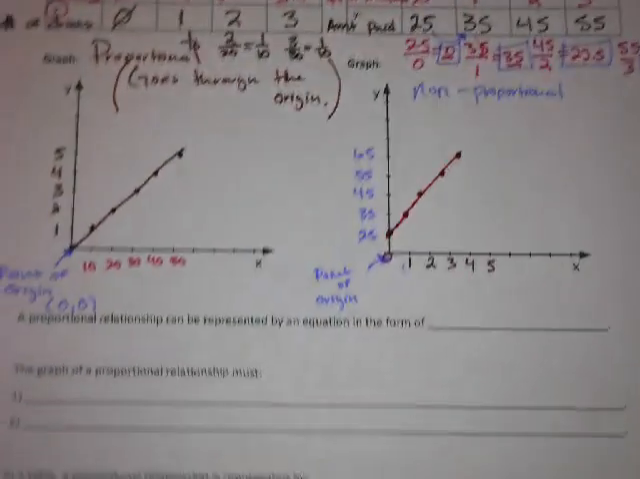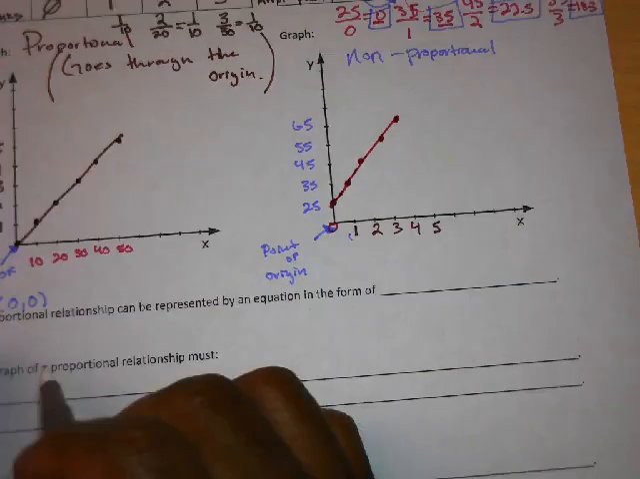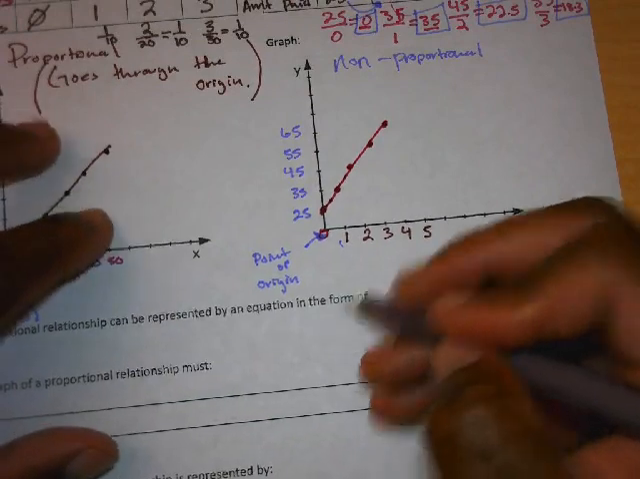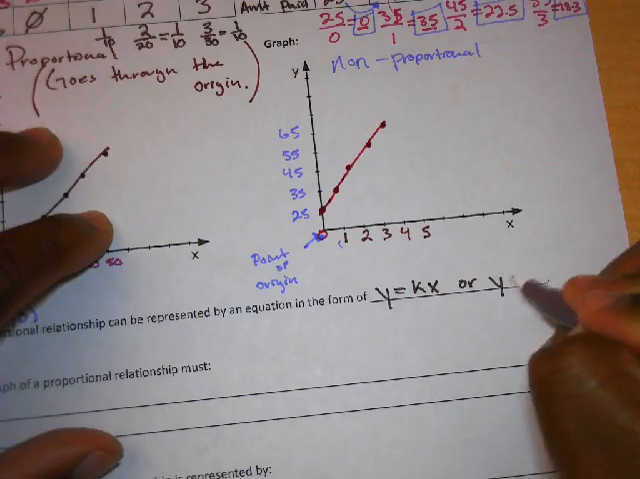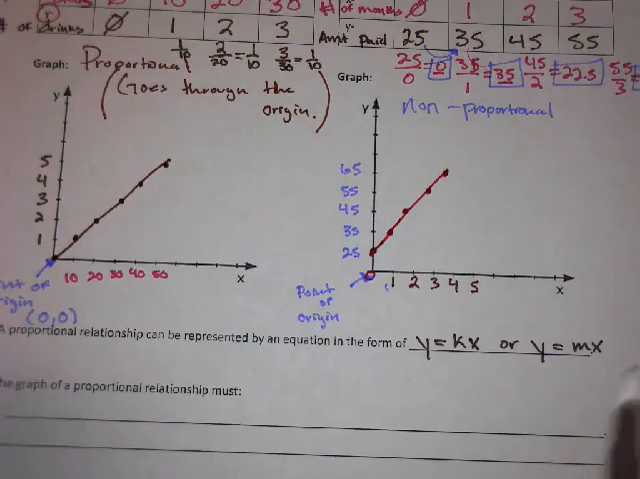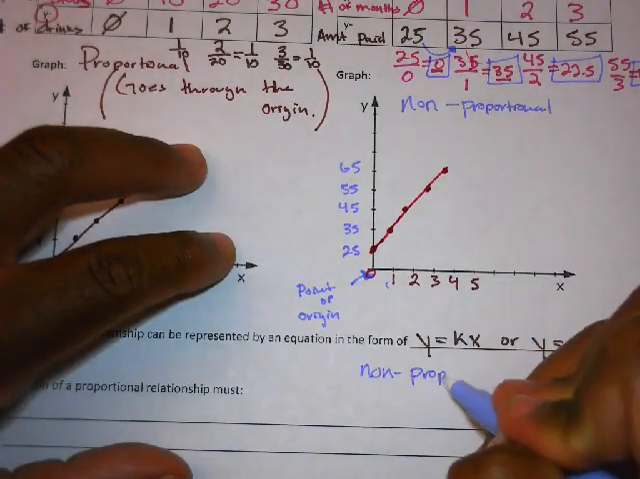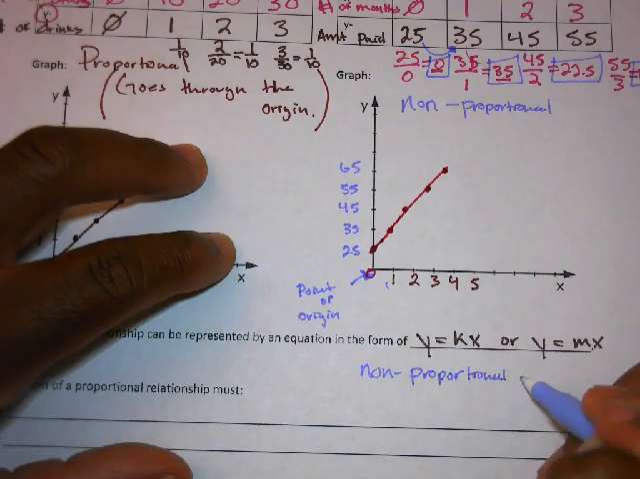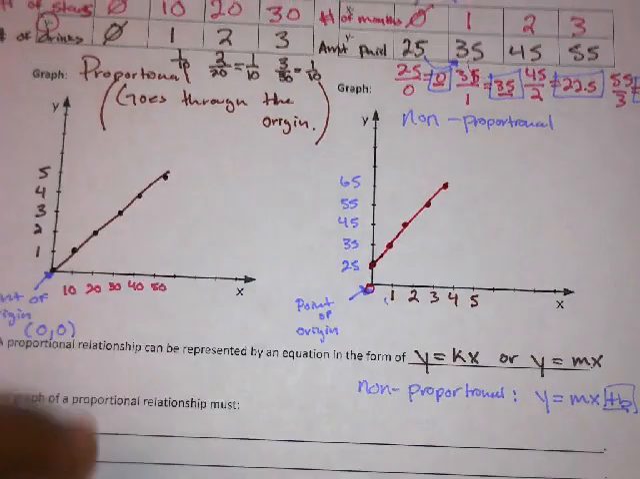And so what you guys are going to do is try to answer, I'll do this one for you. A proportional relationship can be represented by an equation in the form of y equals kx or y equals mx. It doesn't have any addition or subtraction. And a non-proportional one is y equals mx plus b, and then that plus b is that plus 25 that we talked about.